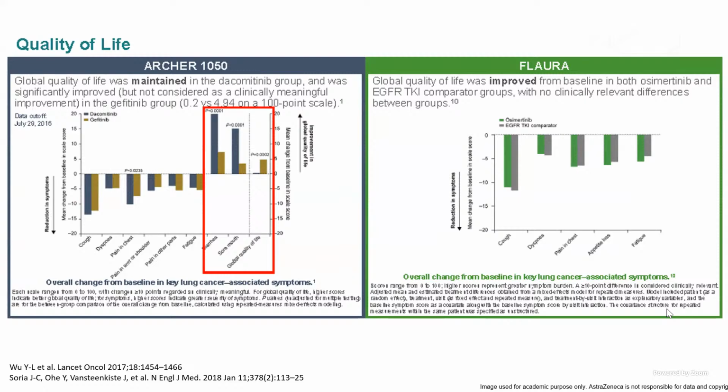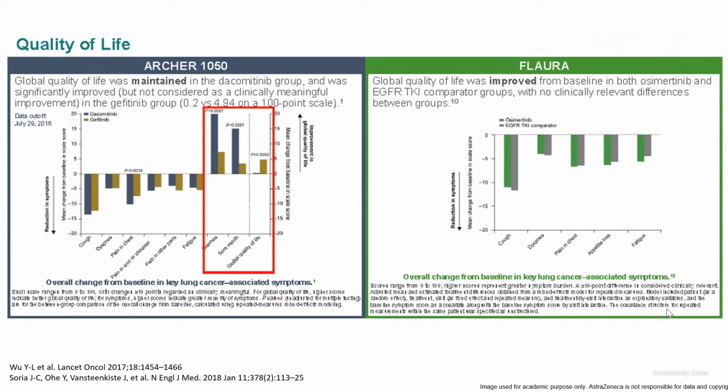Coming to the quality of life, the global quality of life was maintained with the dacomitinib group and was significantly improved, but not considered a clinically meaningful improvement, in the gefitinib group on a 100-point scale. So there are various parameters which have been taken, like cough, dyspnea, pain in chest, pain in the shoulder or arm, pain in other parts, fatigue, diarrhea, stomatitis, and global quality of life. These were the parameters which were taken.